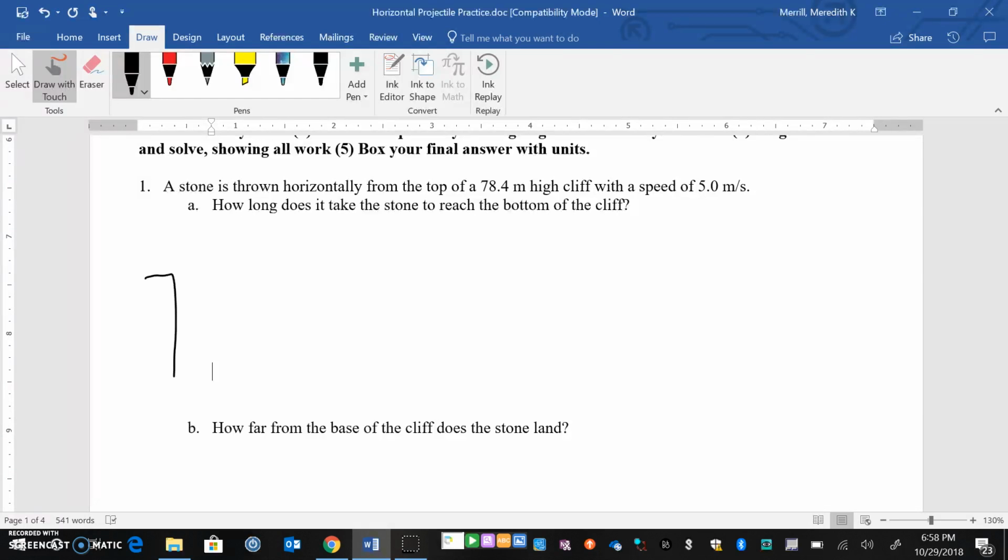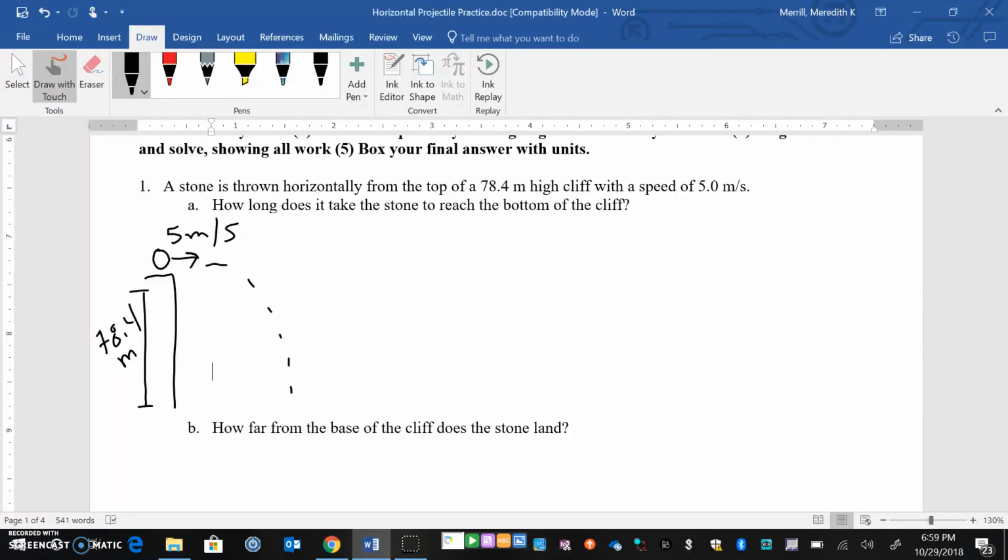So I have a cliff. The cliff is 78.4 meters high. So that's the height. And it says a stone is thrown horizontally, so it has a horizontal velocity of 5 meters per second. The stone isn't thrown upward, it's just thrown completely in the x direction to start, and it's going to travel down in a parabolic path.